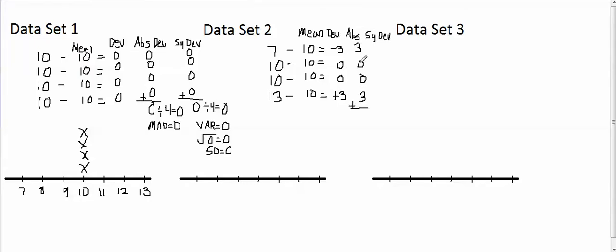So what I need to do now is calculate the mean of the absolute deviations. So add them, divide by, there's 4 of them, so divide by 4. And I get 1.5 is my MAD. The MAD is the mean absolute deviation, which is just the mean of the absolute deviations.